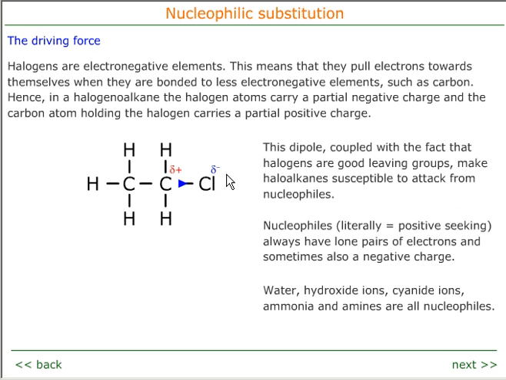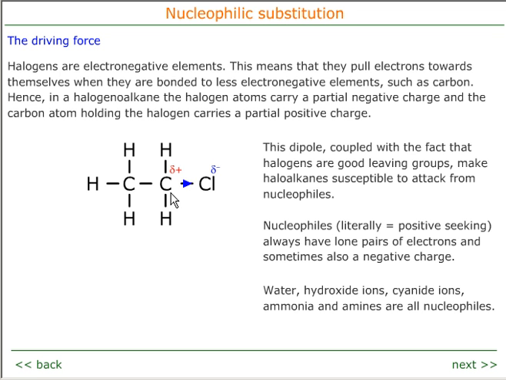The driving force behind nucleophilic substitution is the electronegativity of the halogen atoms. Electronegativity means that the atoms draw electrons towards themselves along a covalent bond. This produces a dipole between the carbon and the halogen.